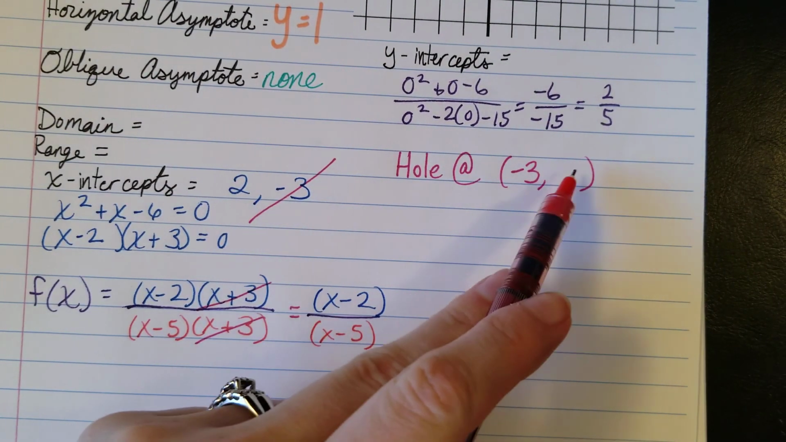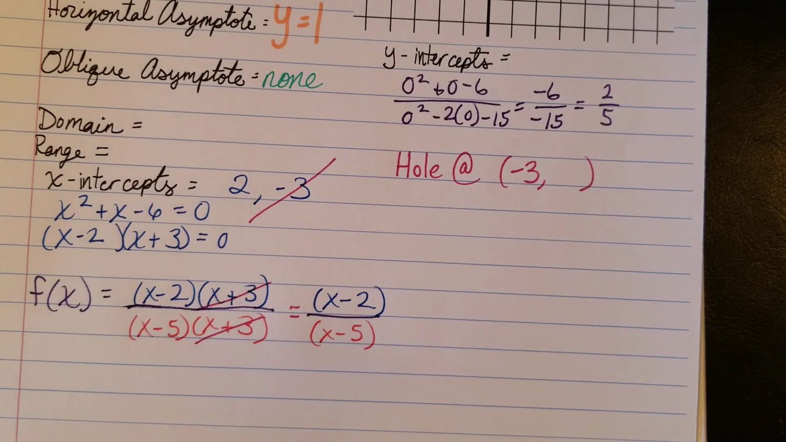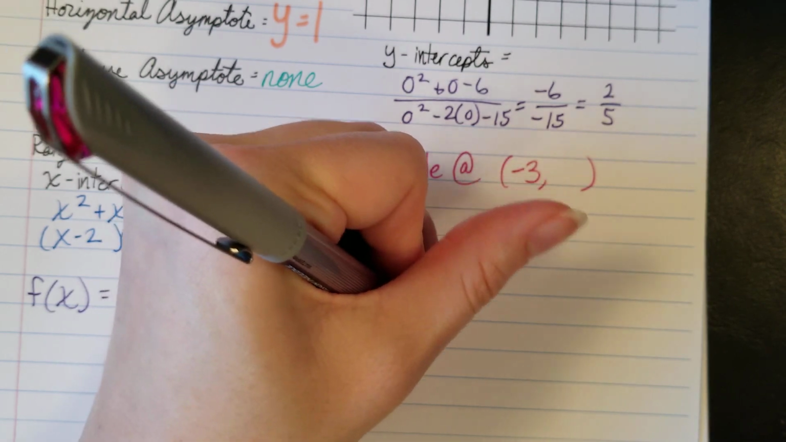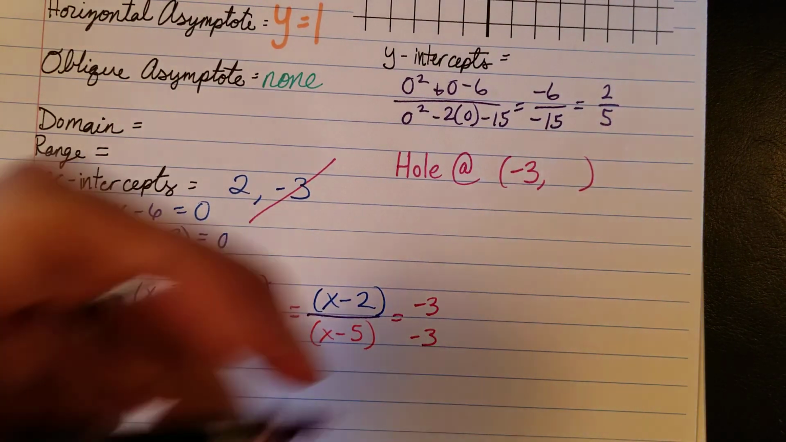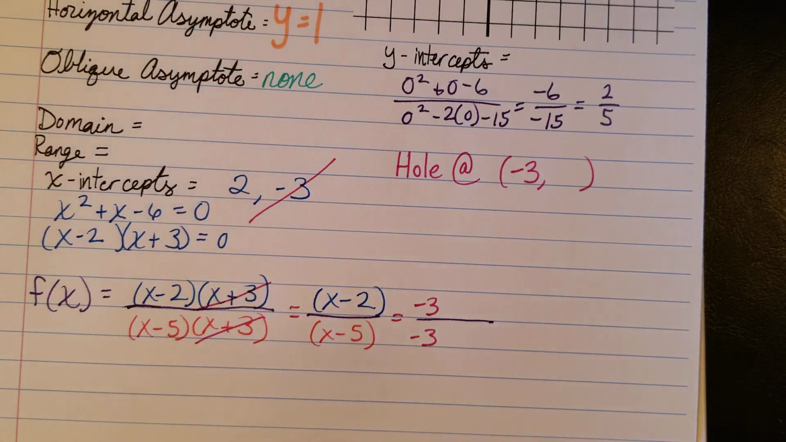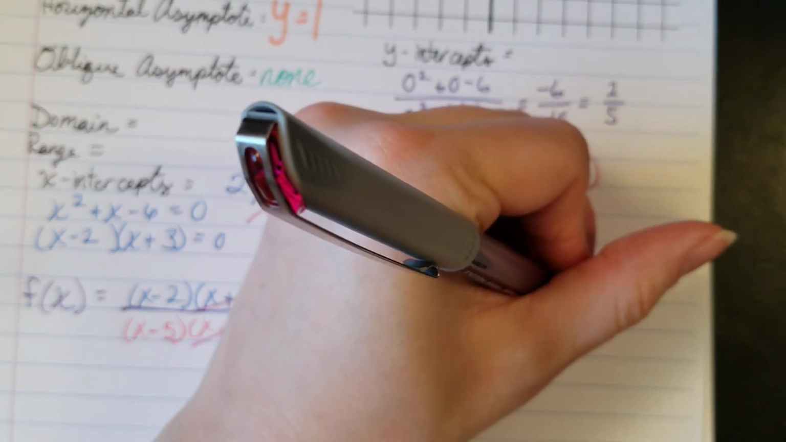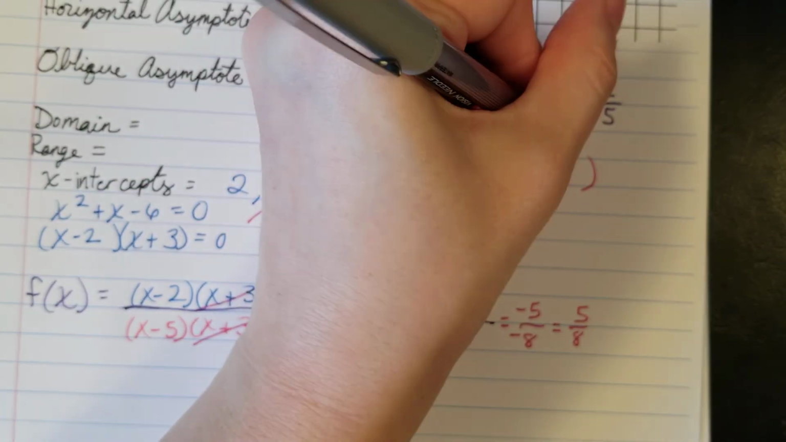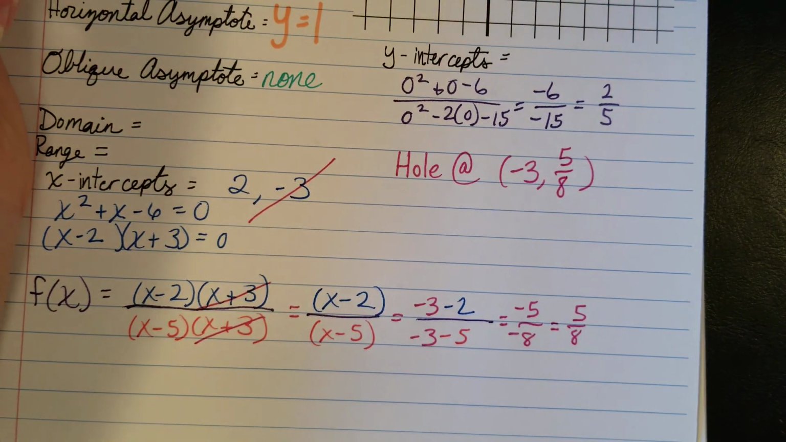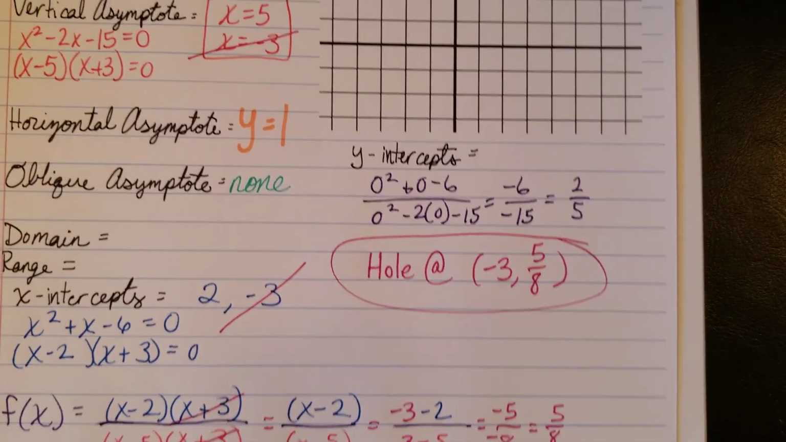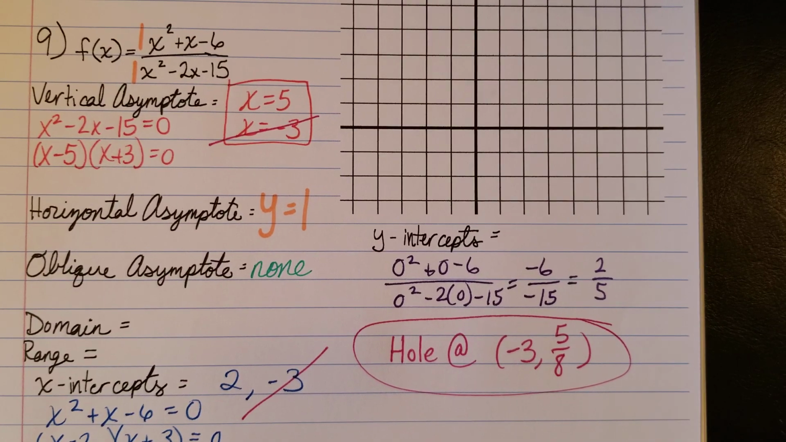So if we wanted to figure out the y value of the hole, we could just plug in negative 3 for these x's now. So like negative 3 minus 2 over negative 3 minus 5. So that would end up with negative 5 over negative 8. The negatives cancel out, so that's 5/8. All right, so that gives us the coordinates for the hole right there. Okay, and now we're ready to graph.